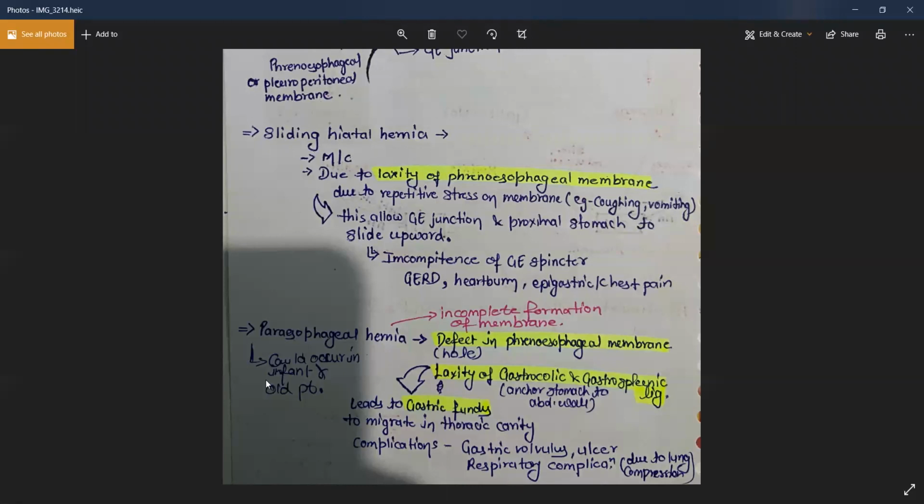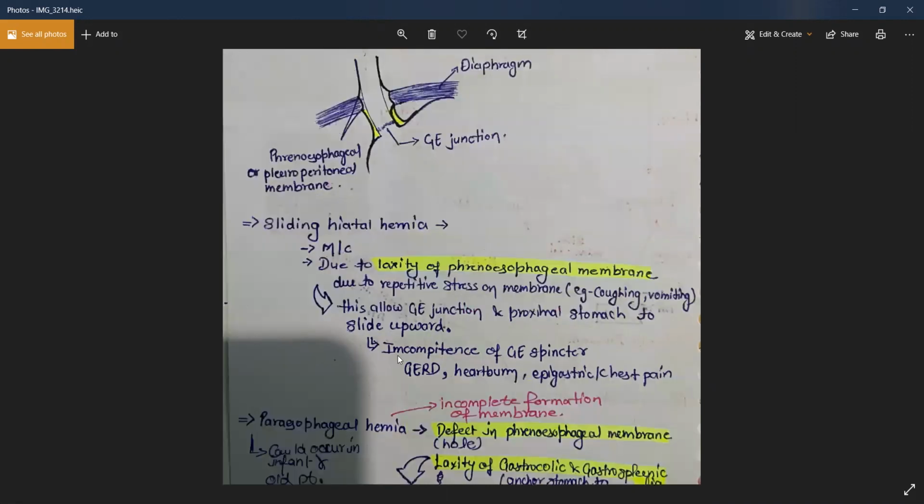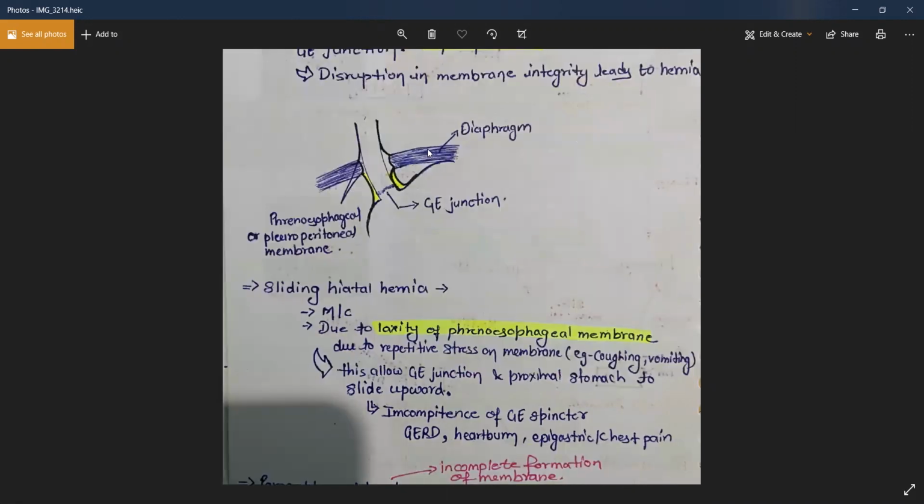Now this paraesophageal hernia occurs because of an incomplete formation of the membrane. Whenever the phrenoesophageal membrane is absent at some location, let's suppose this location, then the part of the diaphragm is absent in this location. As a result, because of an opening, the fundus part of the stomach will be herniated upwards into the thorax.